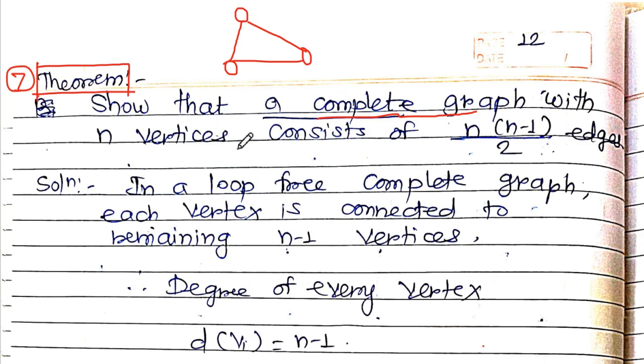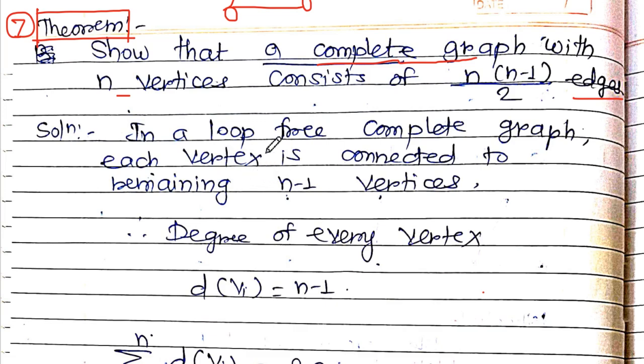This theorem says that a complete graph with n vertices consists of n into n minus 1 upon 2 edges. So we have to prove that the number of edges in a complete graph, where n represents the vertices, is equal to n into n minus 1 upon 2. The solution is as follows.